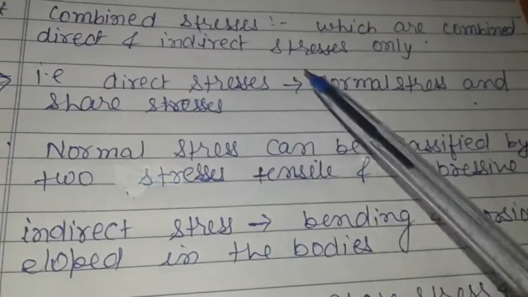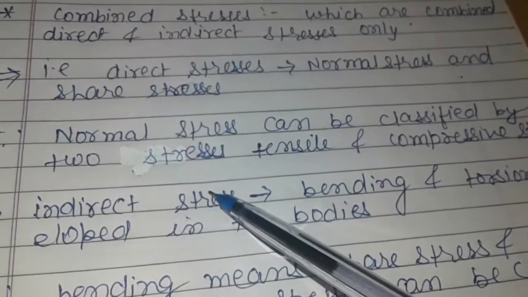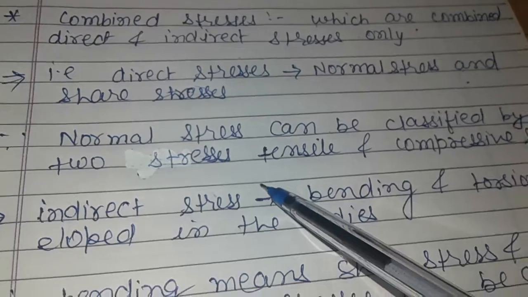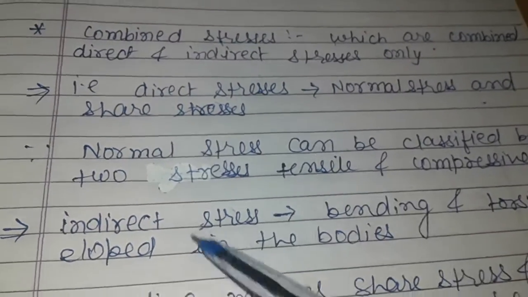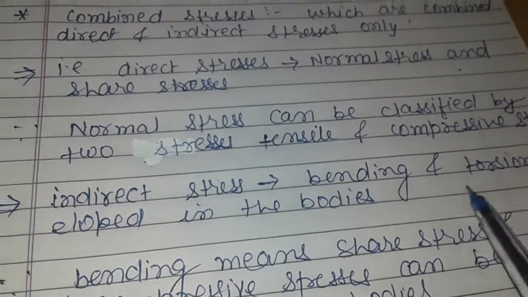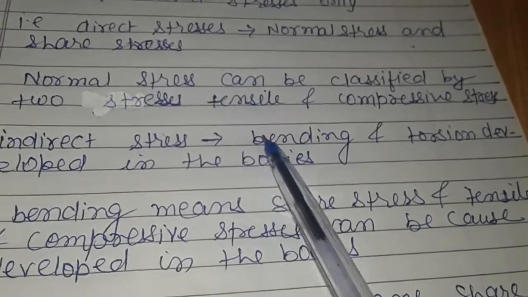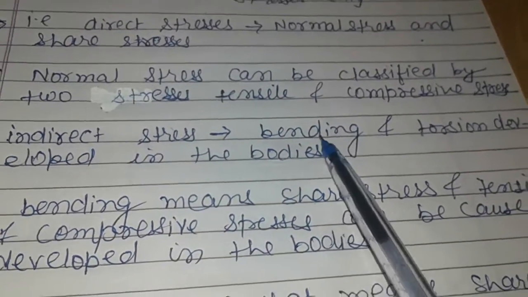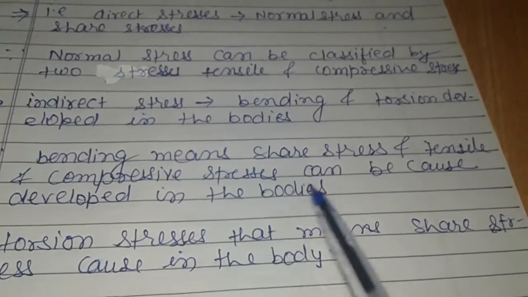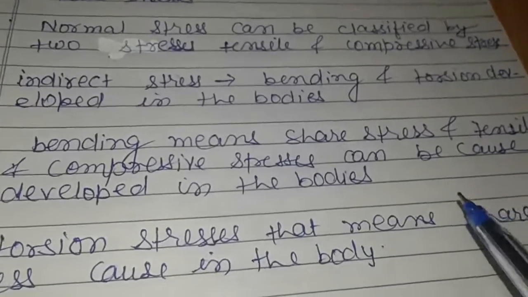To summarize: direct stresses are normal stresses and shear stresses. Normal stresses can be classified into two types, tensile and compressive stresses, along with shear stresses. Indirect stresses arise from bending and torsion. Bending means shear stress, tensile stress and compressive stress can develop in the body, and torsional stress means shear stress in the body.